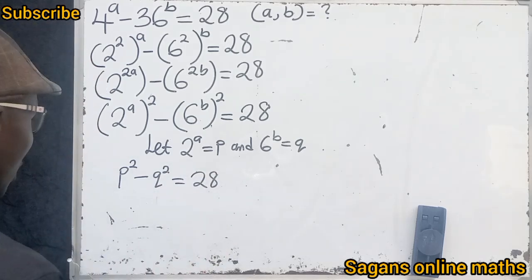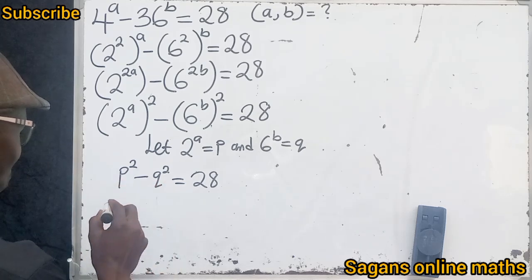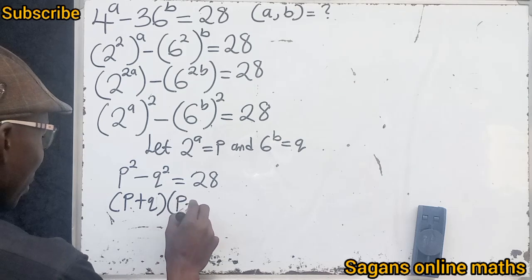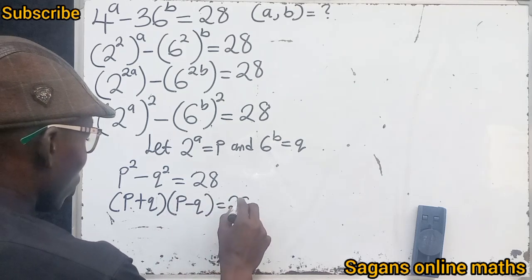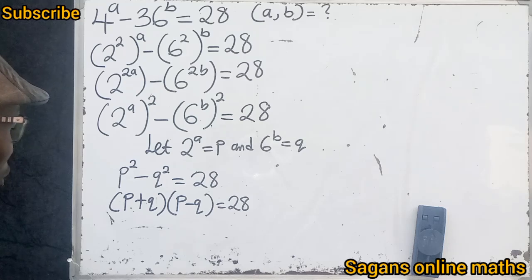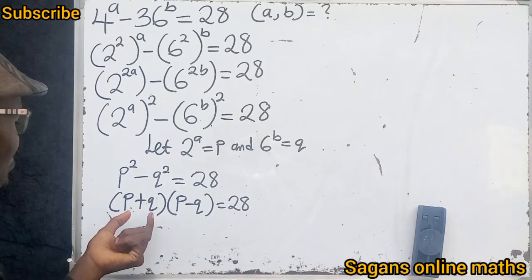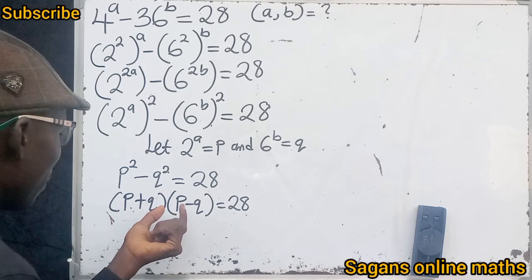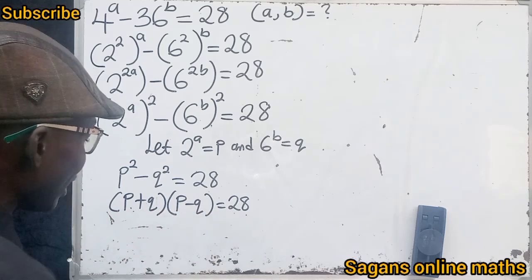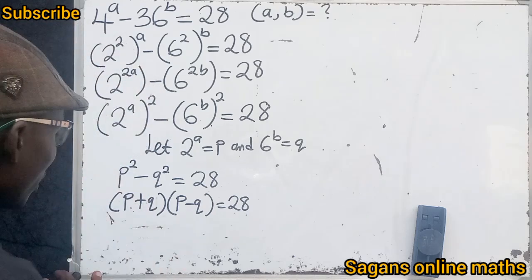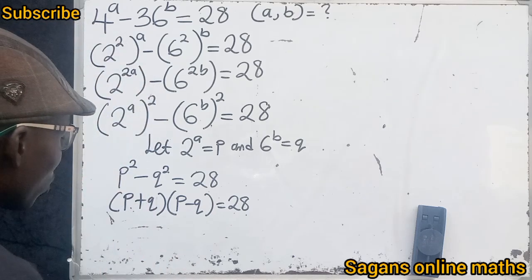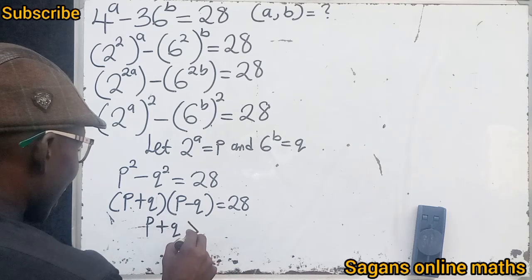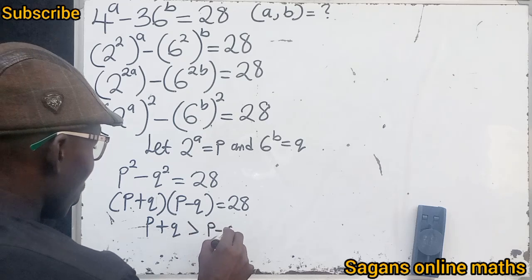Now what are we going to do? This is a difference of two squares, right? So now this is p plus q, into p minus q, equals 28. We are saying that the product of p plus q multiplied by p minus q is equal to 28. That means p plus q is greater than p minus q.